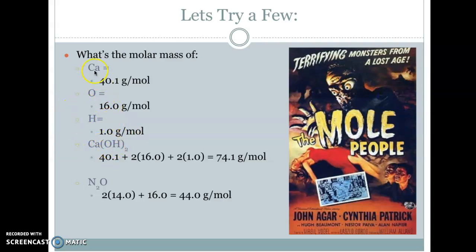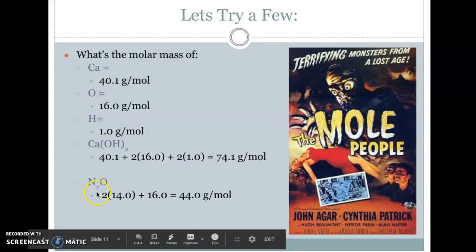All right, now these are just elements. Now these last two are compounds. So we would have 1 calcium, so that would be 40.1, and then we'd have 2 oxygens, so that'd be 2 times 16, and 2 hydrogens, so that'd just be 2 times 1. When you add all those together, you get 74.1 grams per mole. Then the last one here, N2O, we would have 2 nitrogens. Each nitrogen is 14.0, so that's 28. And add 1 oxygen to that, which is 16, and you get 44.0 grams per mole.